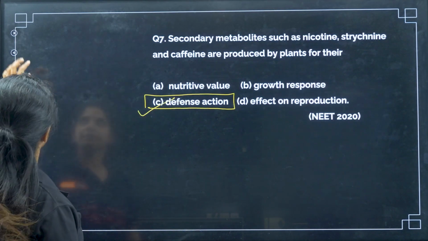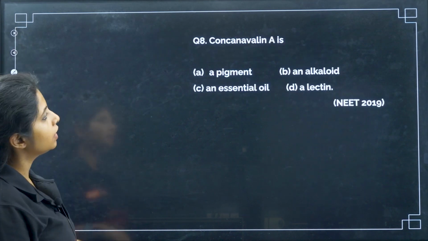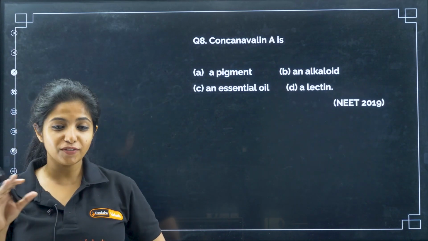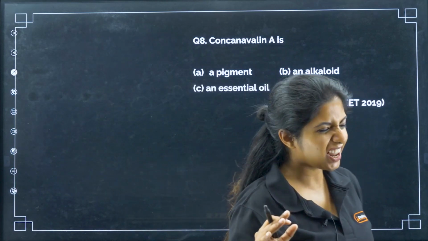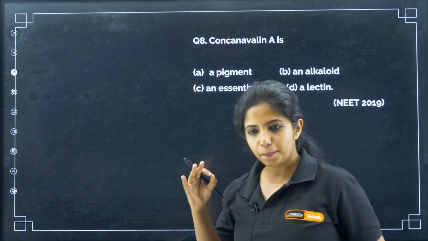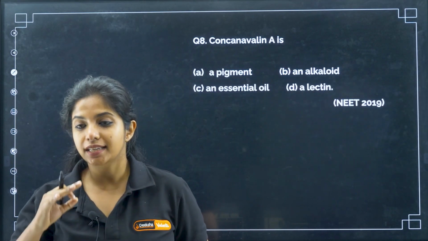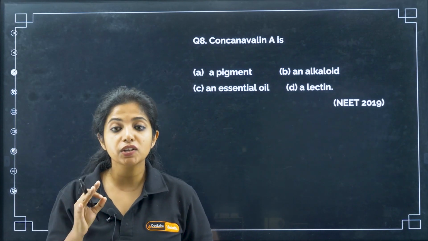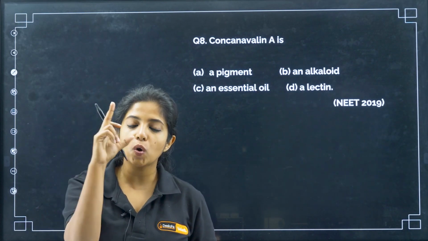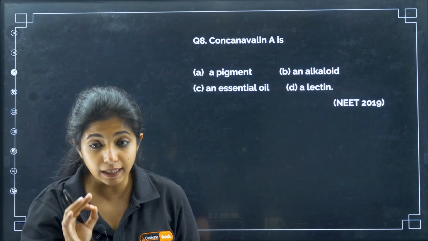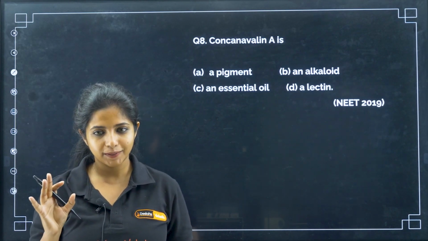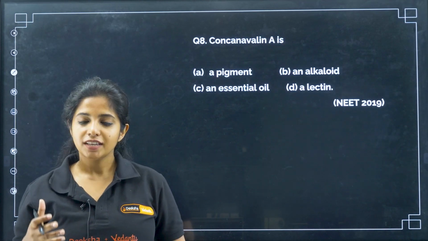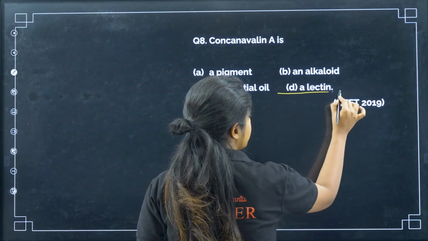Okay. Next, concanavalin A, I always tend to mess up the name. Concanavalin A is what? A pigment, an alkaloid, an essential oil, a lectin. What is the answer for this question? I'm telling you, the table of all the secondary metabolites is really important. Make sure you're going through it. Do you have any idea what it is exactly? So it is a lectin, my dear children.